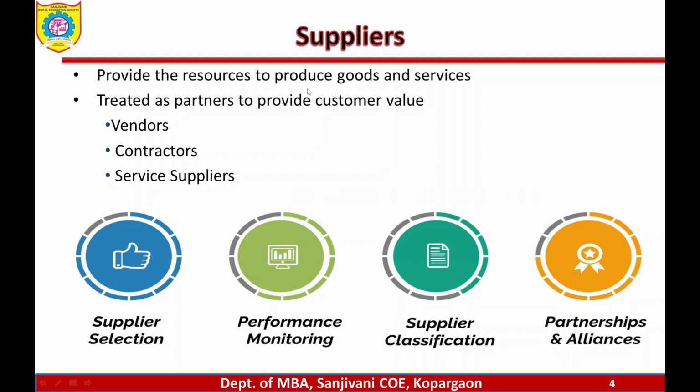Suppliers provide the resources to produce goods and services, and are treated as a partner to provide customer value, which includes a vendor, contractor, service suppliers, even chartered accountant, marketing consultancy. These all are the suppliers. The first step is supplier selection, then performance monitoring, then supplier classification, and partnership and alliances. So if we have a very good supplier selection process, performance monitoring, and proper supplier classification, then the profitability of an organization will increase.